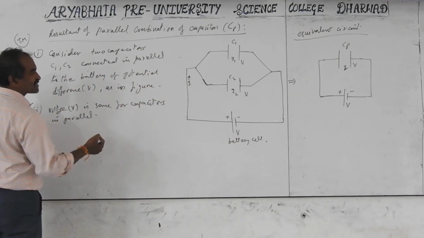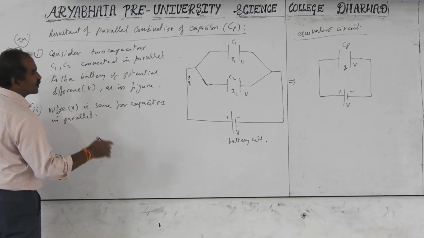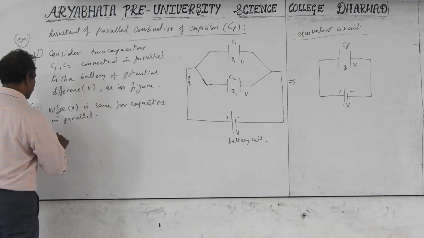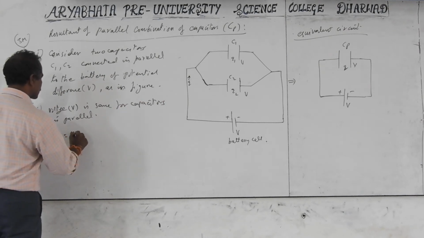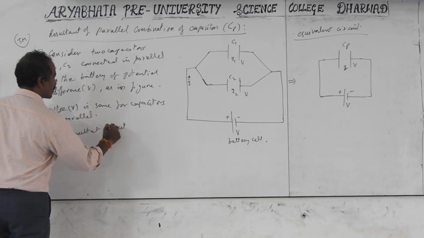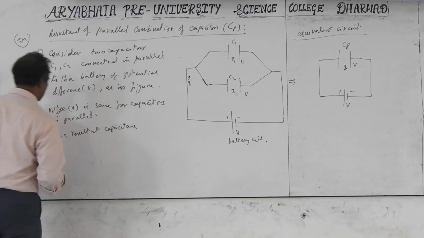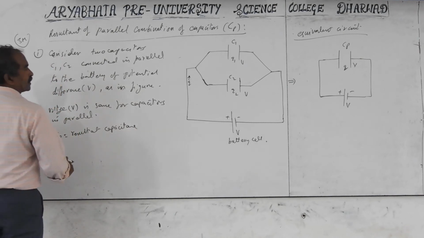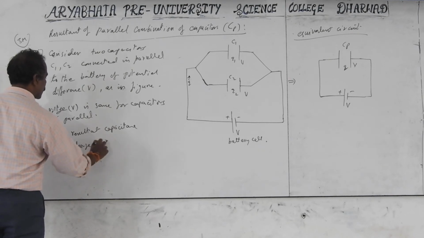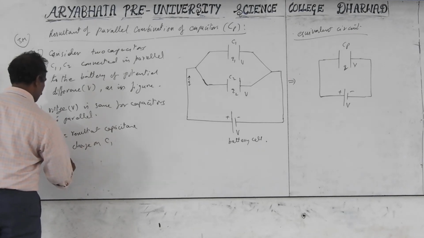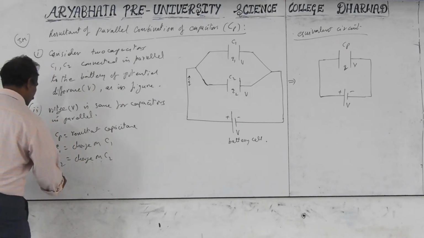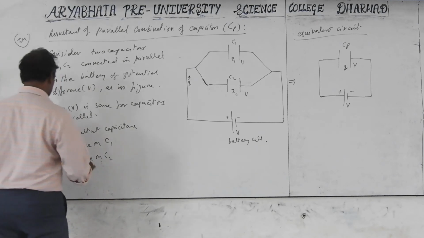And we take each capacitor separately. So V1 is equal to V2 equal to V, one relationship. Another one is equivalent capacitance. CP is the resultant capacitance in the parallel combination. And Q1, Q2: Q1 is the charge on C1, Q2 is the charge on C2, and V1 is the voltage across C1, V2 is the same.